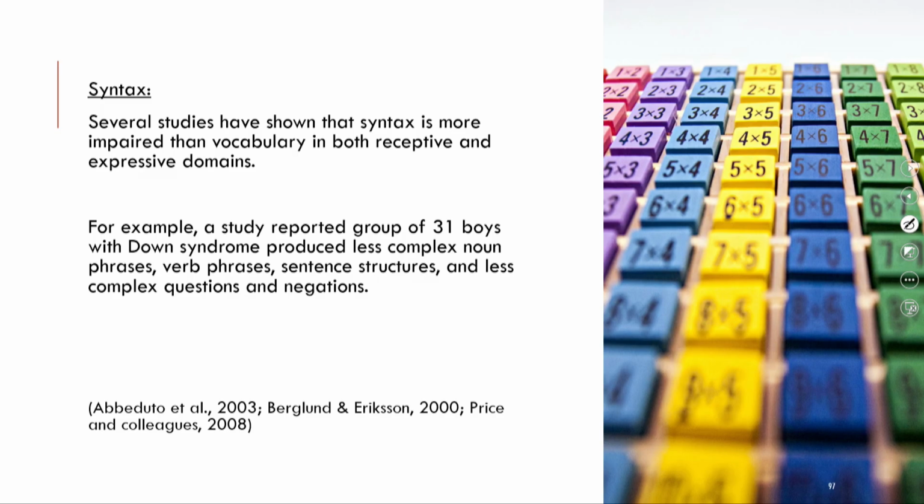There have been many studies; we have adequate literature on Down syndrome children's linguistic repertoire. One particular study reported that a group of 31 boys with Down syndrome produced less complex noun phrases, verb phrases, sentence structure, and less complex questions and negations. So, in all of these important domains, their production in terms of syntactic structure was comparatively much less complicated. They tended to use simple sentences.